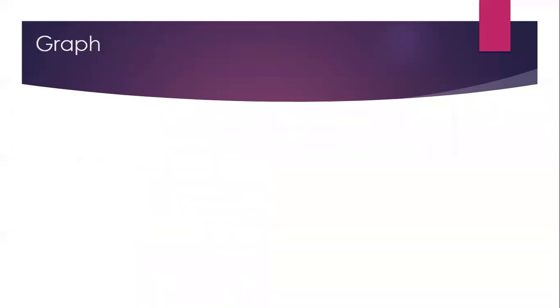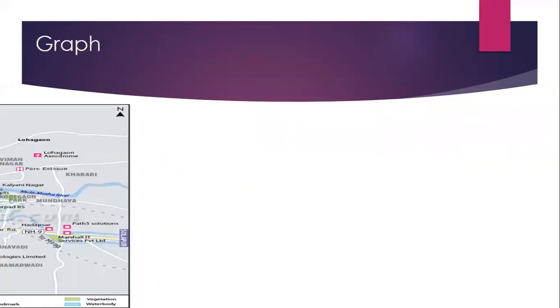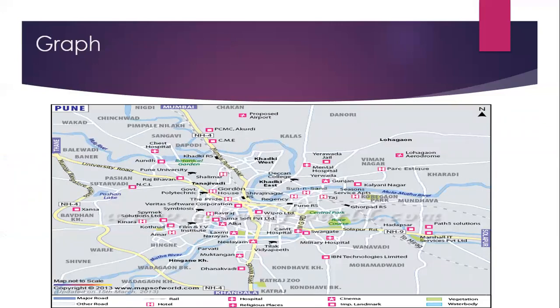Okay, now we will move towards the graph. A graph is nothing but a collection of vertices and edges. Now you can see in front of you I have taken one map. In this map, the locations are nothing but nodes, and the path to reach from one location to another location is nothing but your edges.